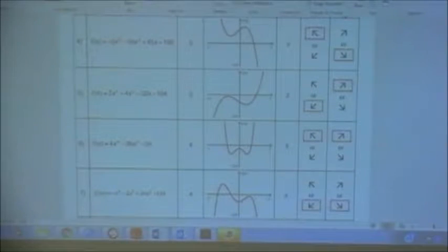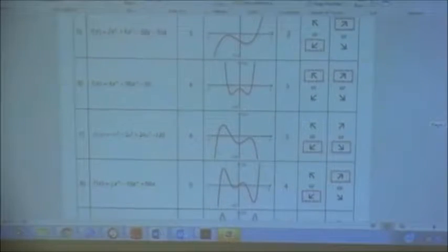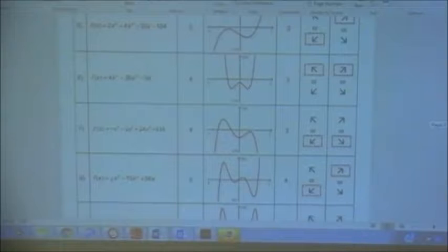Number 4, degree of 3, 2 bends, left end behavior up, right end behavior down. Next one has a degree of 3 as well. Also has 2 bends, left end behavior down, right end behavior up. Next one has a degree of 4, 3 bends, both left and right ends up. Number 7 also has a degree of 4, 3 bends, both ends down.